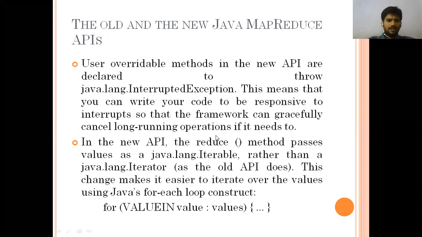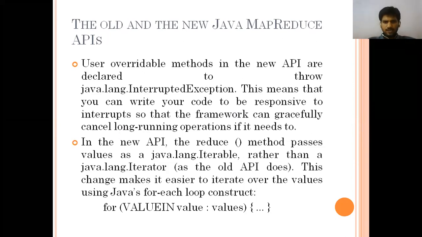What do long running operations mean? It is going to keep running if any data is not found in the data set. So if that happens, this interrupt exception is going to be raised, and then it is going to be cancelled. So those are the overridable methods available in the new API.